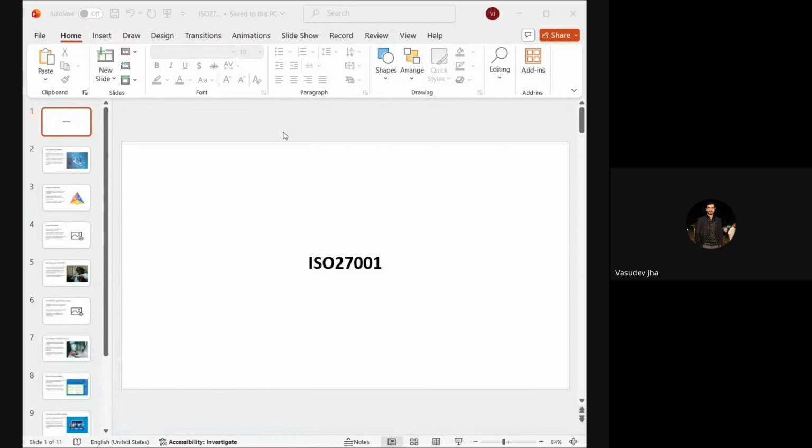Okay, ISO 27001. This term you usually find below the company title. Usually, if an organization is, say, ABC Tech Solution, they usually write this, ISO 27001 certified. These things they will write. Today we will understand what that is.